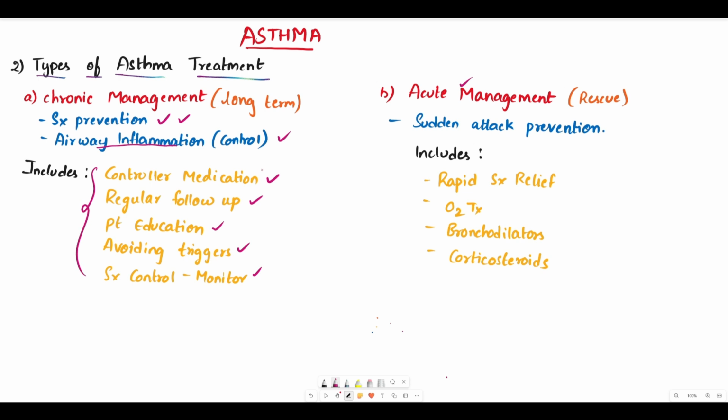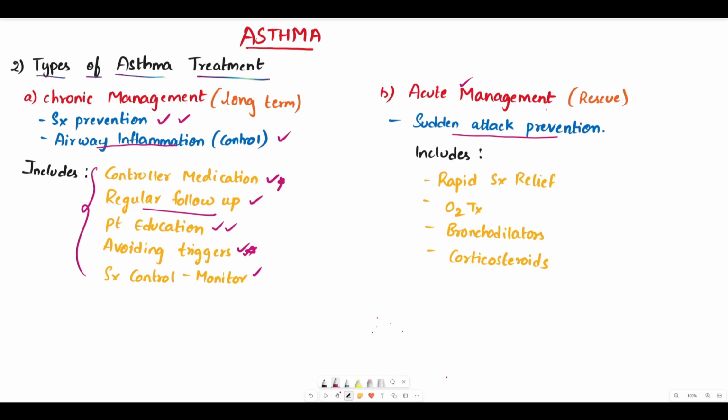First, you need to use the controller medications. Second, you need to do regular follow up. Third, you need to give the patient counseling regarding the medications which have to be used, how to use them and so on. And you also need to help them avoid certain triggers which are causing asthma. So symptom control monitoring is required.